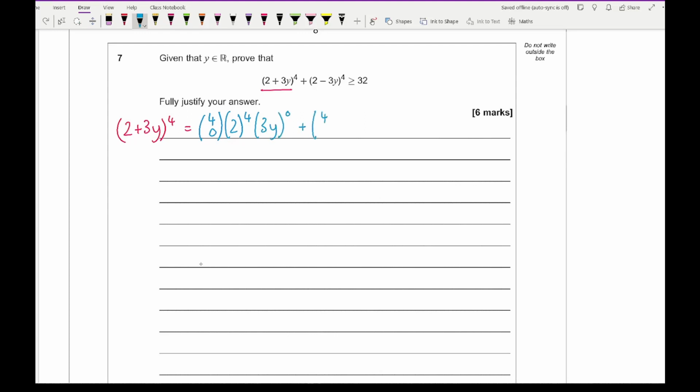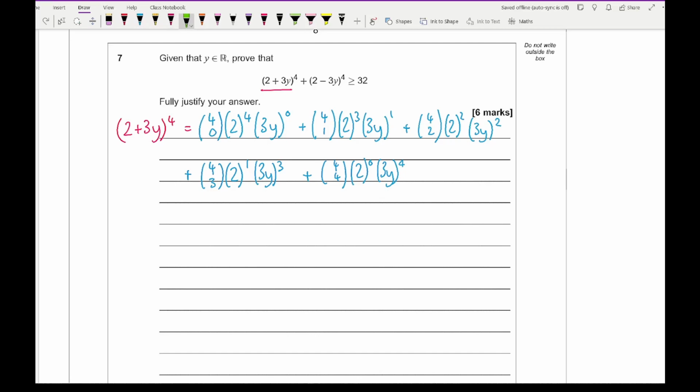Second term is going to be 4, 1, and then the first term with the power take away 1, and then the second power starts to increase, and then 4, 2, 2 to the power of 2, 3y squared, plus 4, 3, and then 2 to the power of 1, 3y to the power of 3, and then 4, 4, 2 to the power of 0, and 3y to the power of 4.